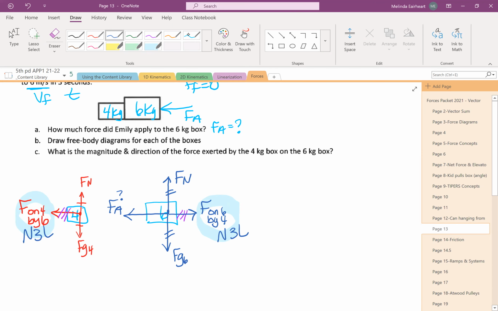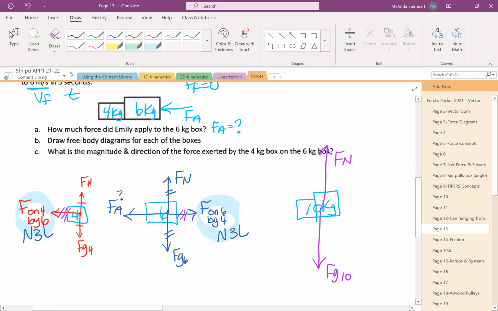Last one, go with me real quick. What about the system? The 10 kilogram system. What forces are acting on the system? An even bigger gravitational force on my 10 kilogram system. An even bigger normal force on the 10. So maybe I put stars. And then you just have the applied force. So as a system, it might be easier.